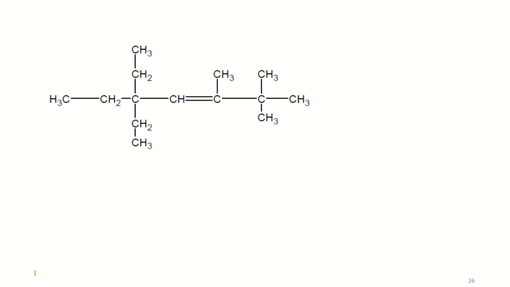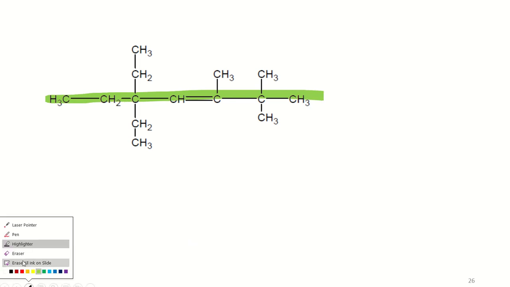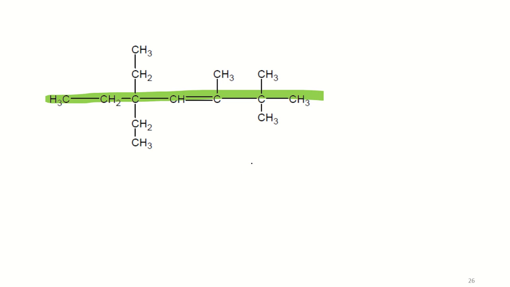Let's look at the next one. My longest chain again is straight across the page. Just double checking that it is indeed. It is 1, 2, 3, 4, so it's a 7 carbon chain, so it's a hept. It has a double bond and it's an alkene, so it's ending with ene. My lowest number that I can give to it is labeling from right to left, and that gives me number 3, so it's a hept-3-ene.